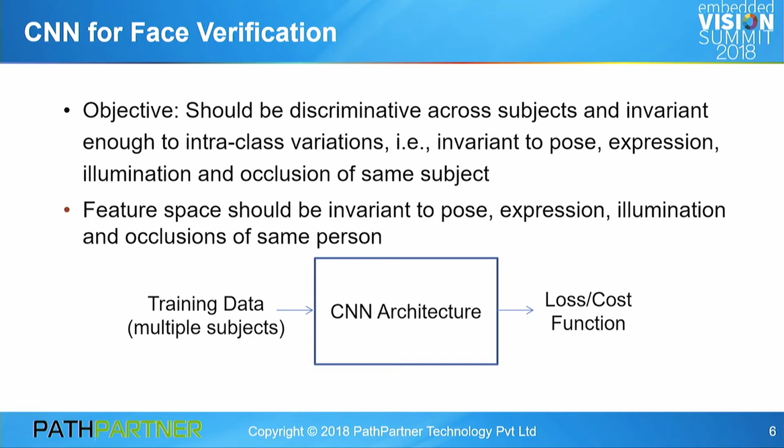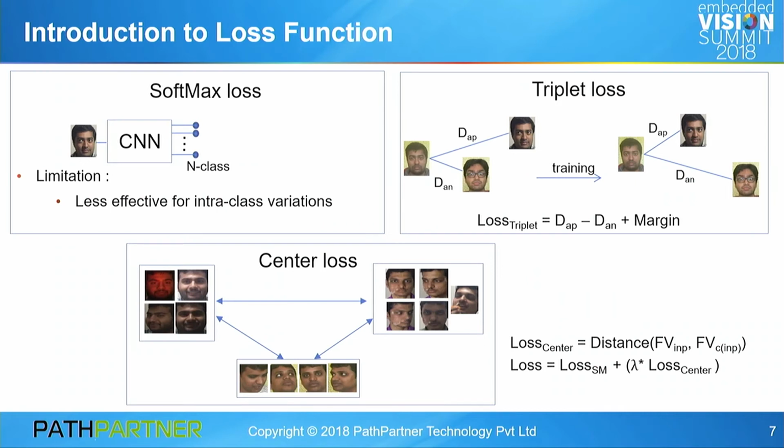Now, let me introduce some of the loss functions typically used for face recognition and face verification. Typically, softmax loss, triplet loss, and center loss are used in training a CNN for the face verification task. First, softmax loss. The objective here is to maximize the probability of a single class against the other n-1 classes. But since we do not have an explicit signal, models trained with softmax loss are not really effective for intra-class variations.